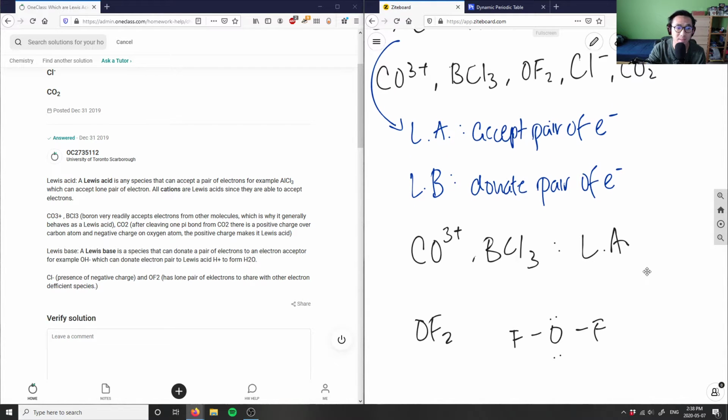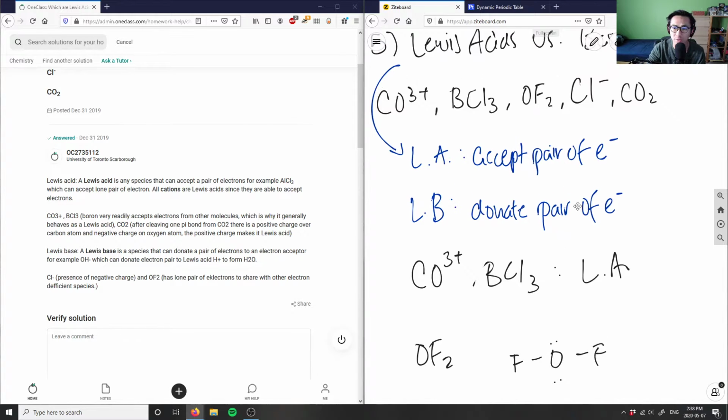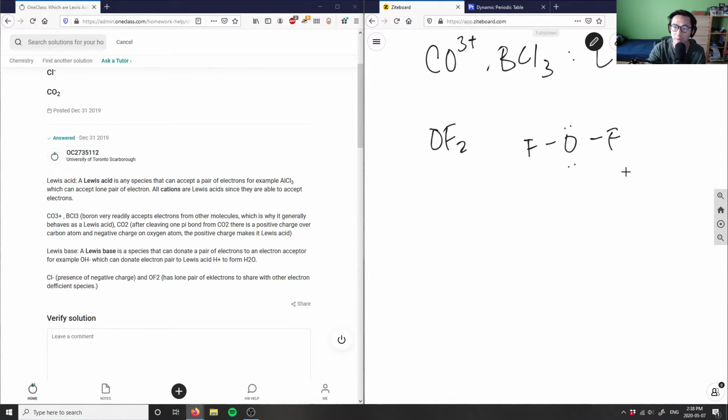And same with Cl- and CO2, right? CO2 is actually an acid here, but let me look at Cl- first. Again, if you look at the structure here, 1, 2, 3, 4, 5, 6, and then 7, 8. I have 8 electrons here. Very, very easy for me to donate a pair of electrons here. I have 4 lone pairs of electrons. I can always donate a pair of electrons here to get to, for example, hydrogen.